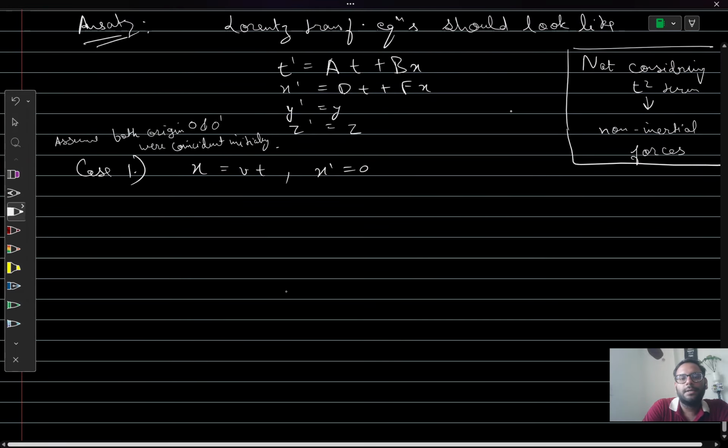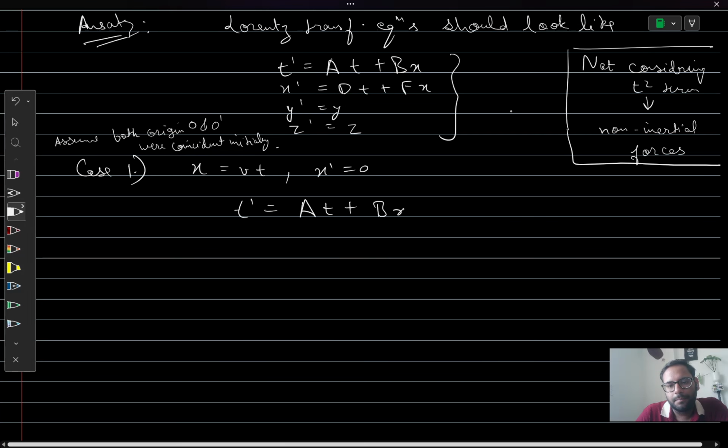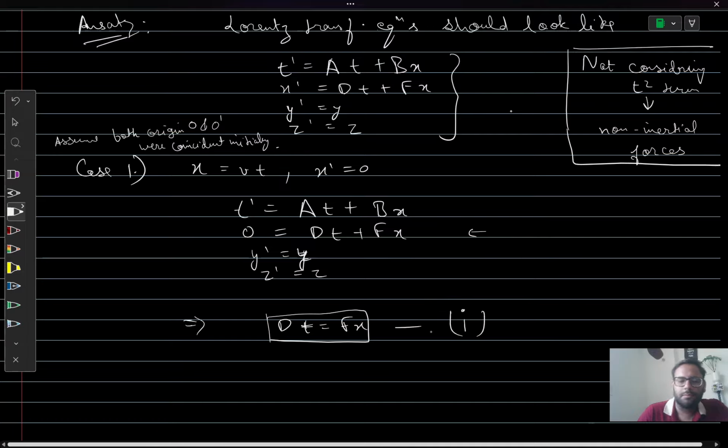Now put these constraints in the above equations. It is easy: this one will be 0, and these won't change. So according to this, your dt will be equal to fx, right? This is my first, let me write it in Roman numerals.